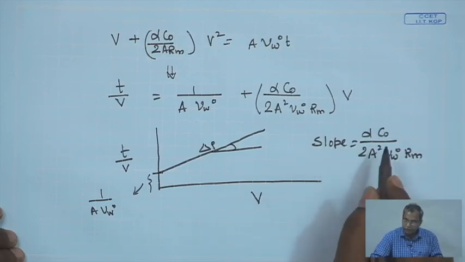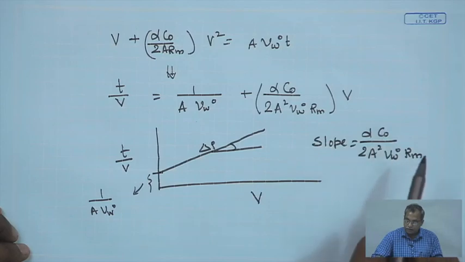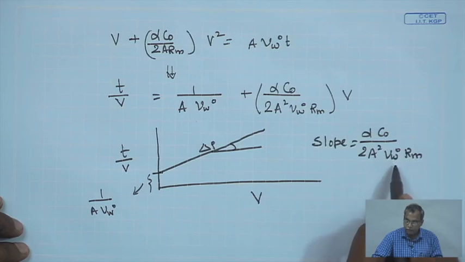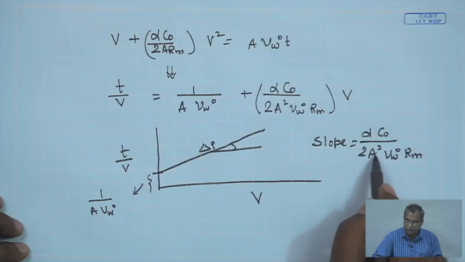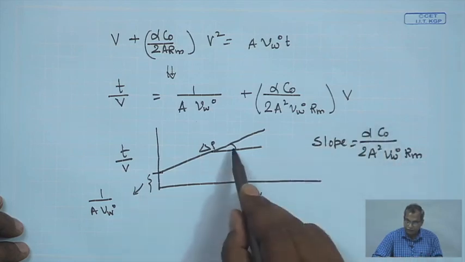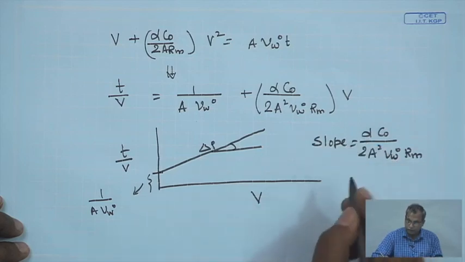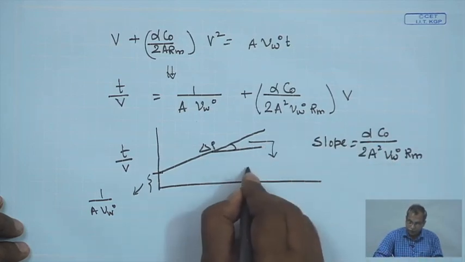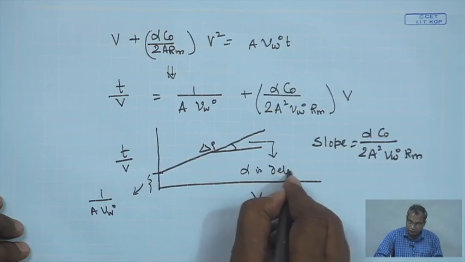So, if you remember, C_0 is known to us, that is the feed concentration, membrane resistance is known to us, V_w0 is known to us, that is ΔP by μR_m. So, that is also known to us. A is the membrane filtration area, so that will be known to us. So, we know everything in this case, the slope we have determined. So, we will be getting the value of α. So, α is determined from the slope.